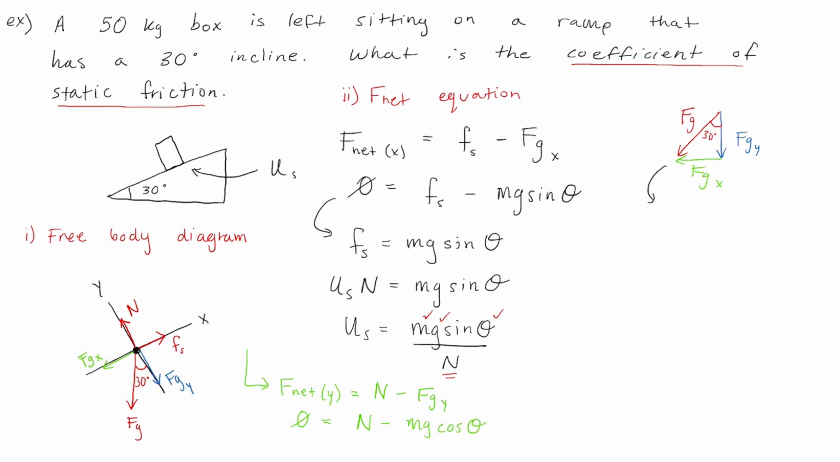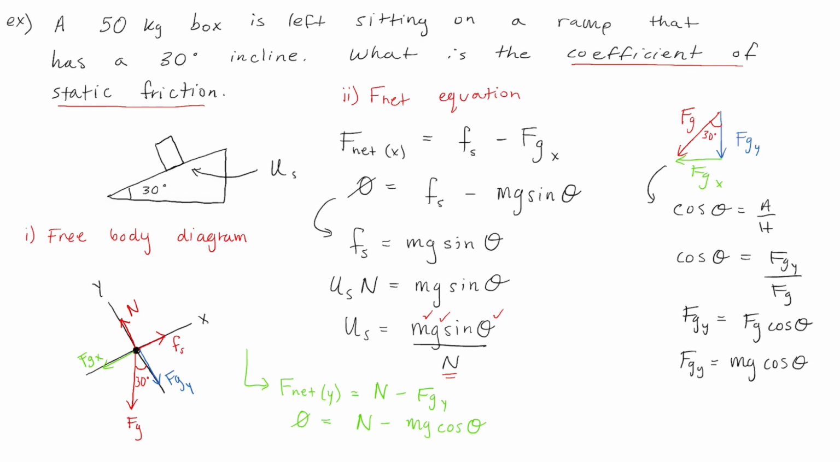And if you're wondering where I got that value, well, let's return to our right angle triangle. Now we can use cos theta, which is equal to adjacent over hypotenuse. The adjacent side is FGY, and the hypotenuse is FG. We can then rearrange for FGY and replace the force of gravity with mg, and that gives us FGY is equal to mg cos theta.